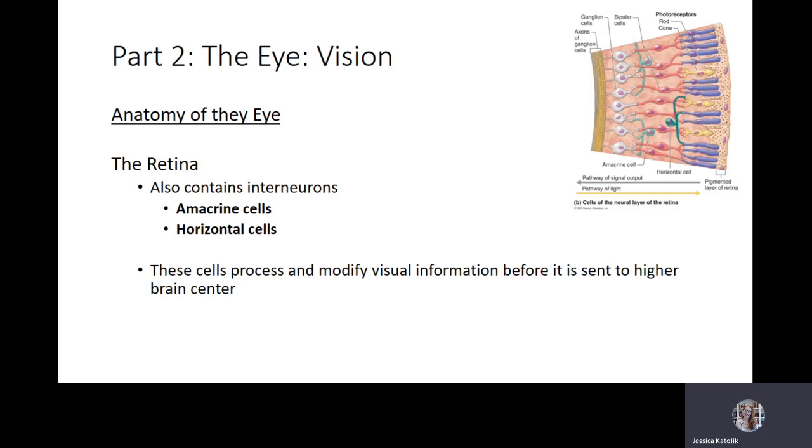So even before we get into the brain, the retina is doing a lot of neural integration and processing of that visual information. And then eventually that information is sent on to the central nervous system, where it continues to be processed in the higher centers of the brain. So very complex, very cool, very interesting.